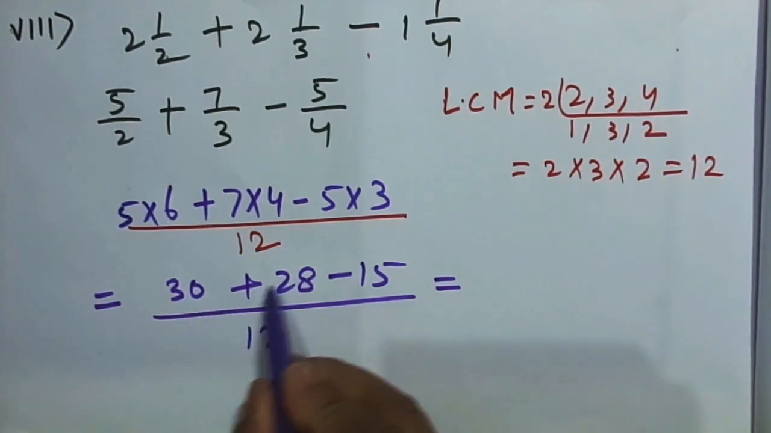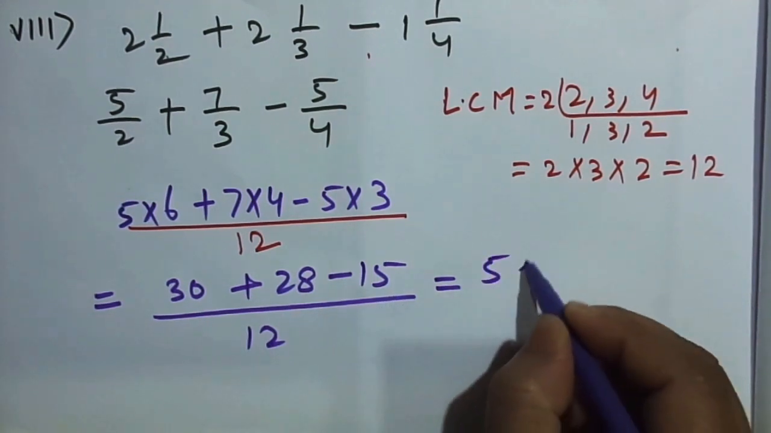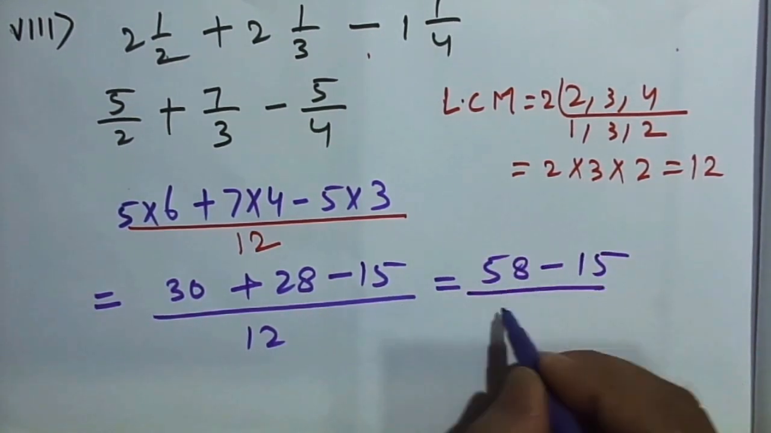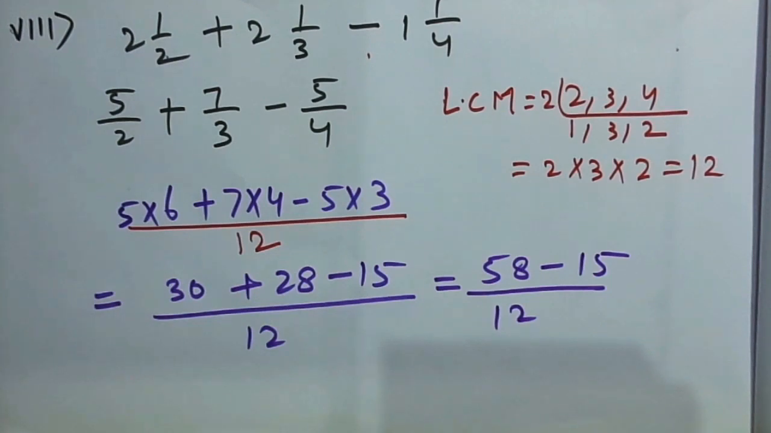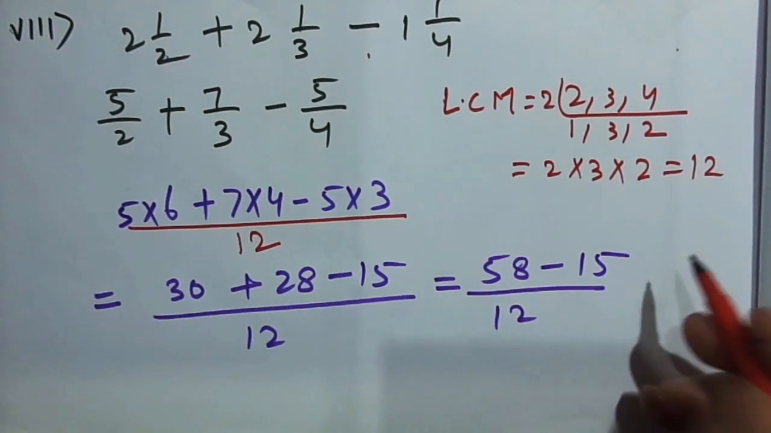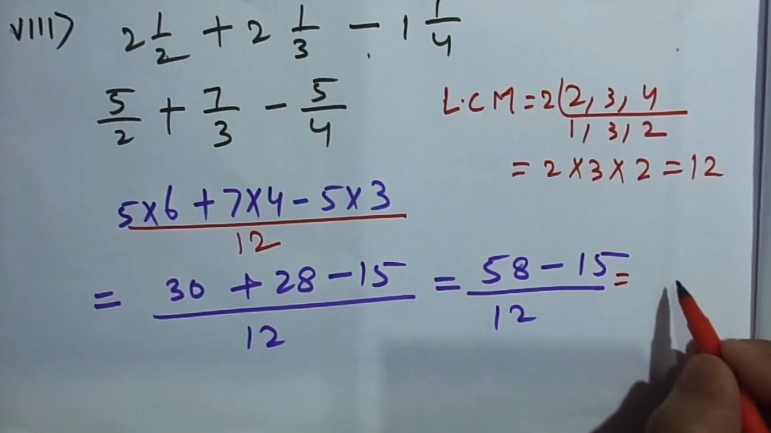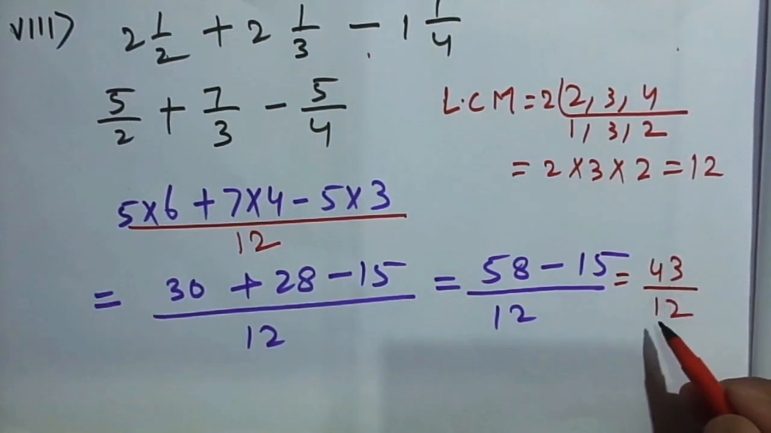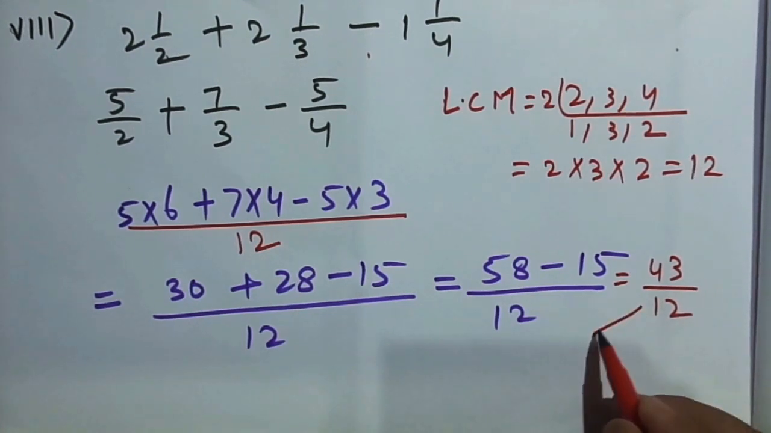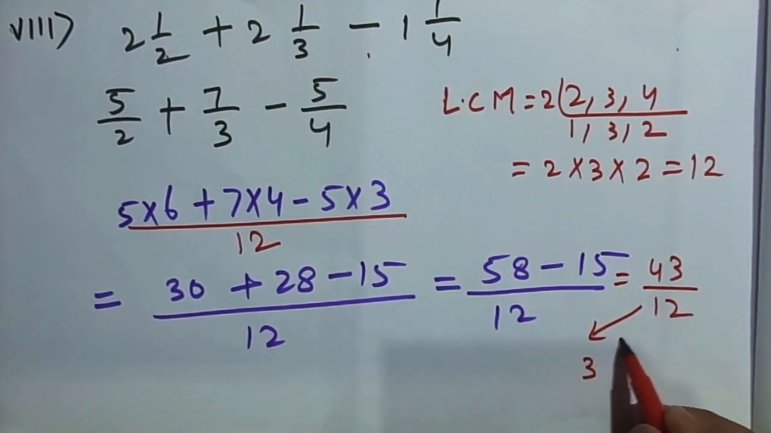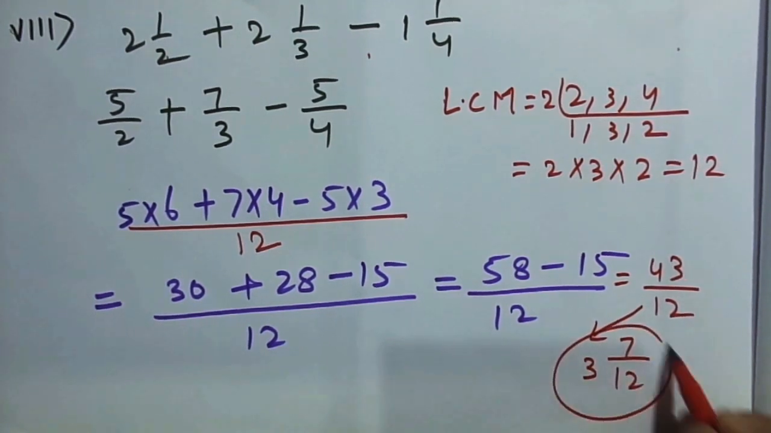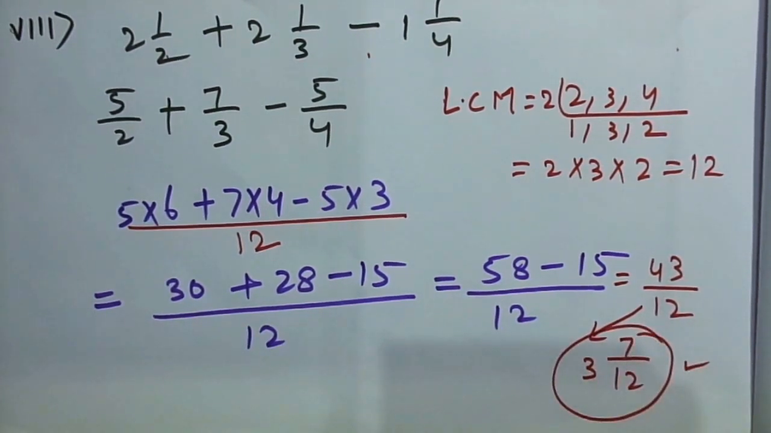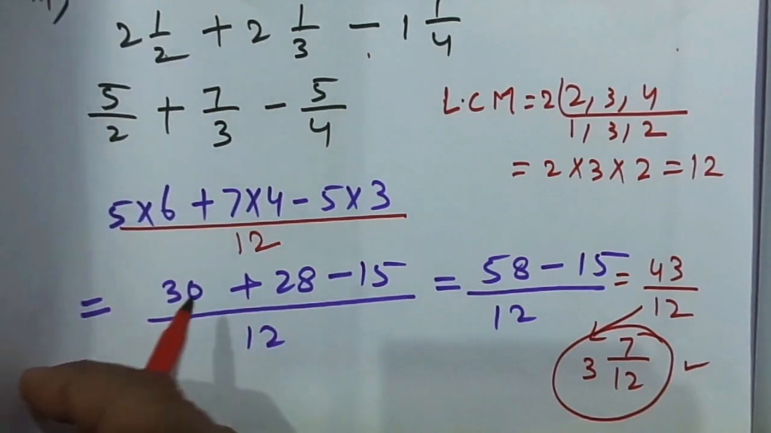Will be equal to 58 minus 15 by 12, and our solution will be 43 by 12. It is better we convert this into a mixed value, which will be equal to 3 7 by 12. Check whether you have done it correctly or not. Let's move on to the next sum.